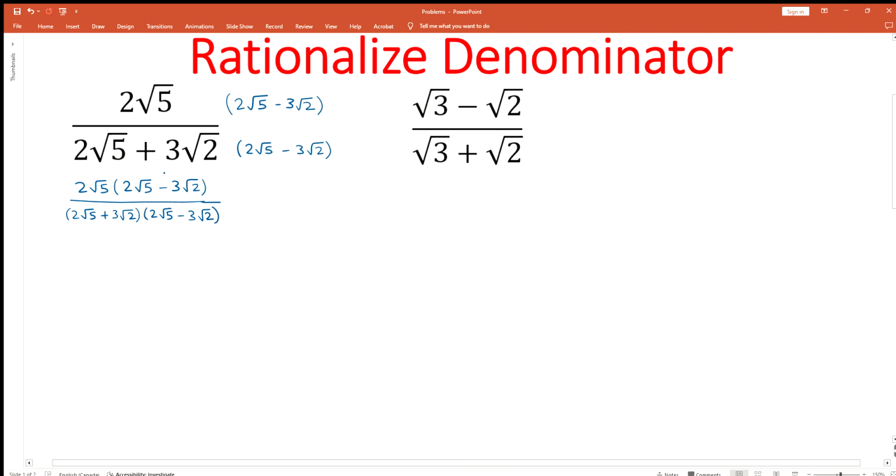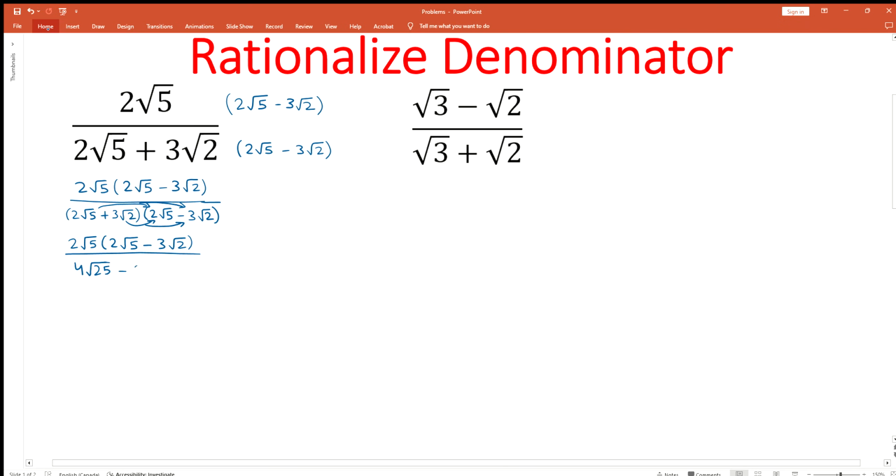We should keep the numerator expression as it is. In the denominator, we should distribute the terms using the FOIL method. Two square root 5 times 2 square root 5 is equal to 4 square root 25. We multiply the 2's and the 5's. Next we do 2 square root 5 times negative 3 square root 2.